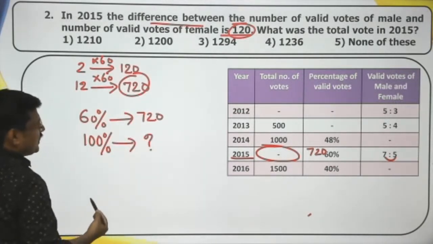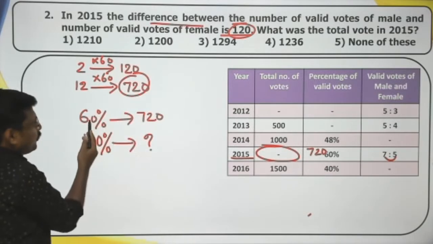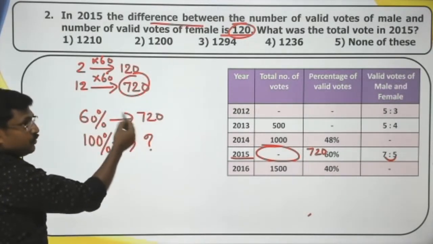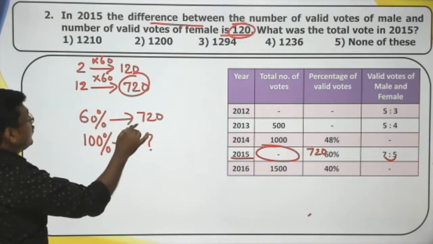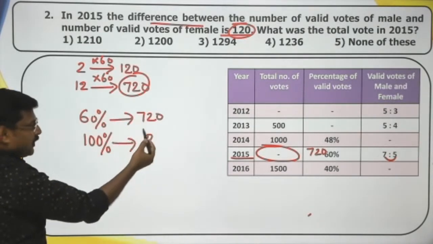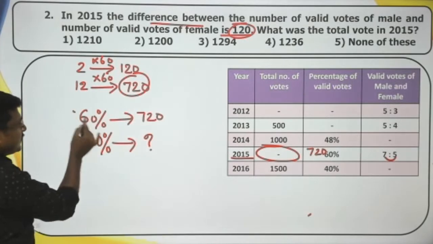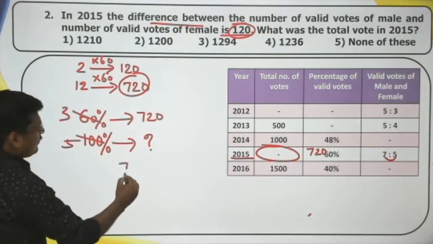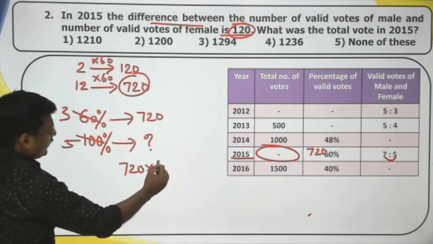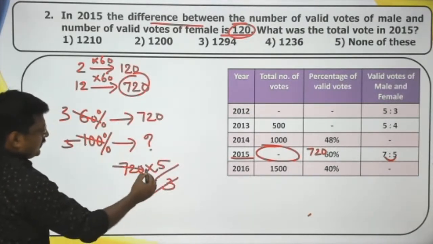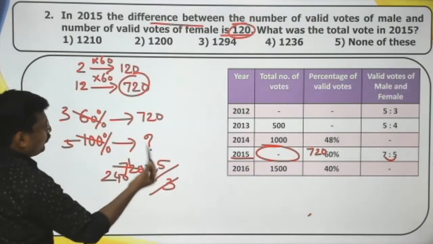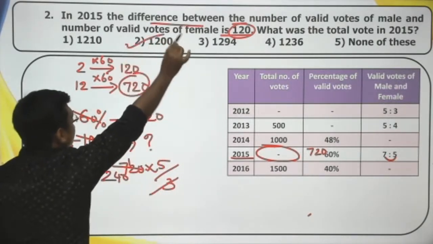I am applying the broken chain. I can cancel this 2 threes are 6 and 2 fives are 10. So 720 into 5 by 3, correct? 3 twos are 6, then 4 times. 240 into 5, that is 1200. Option number 2 is the answer.